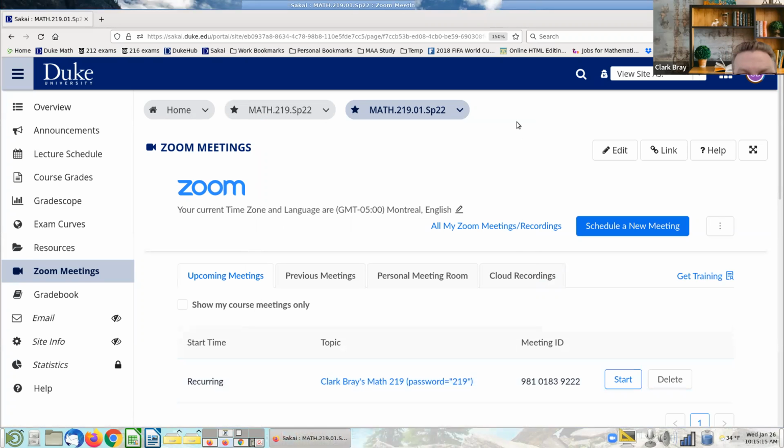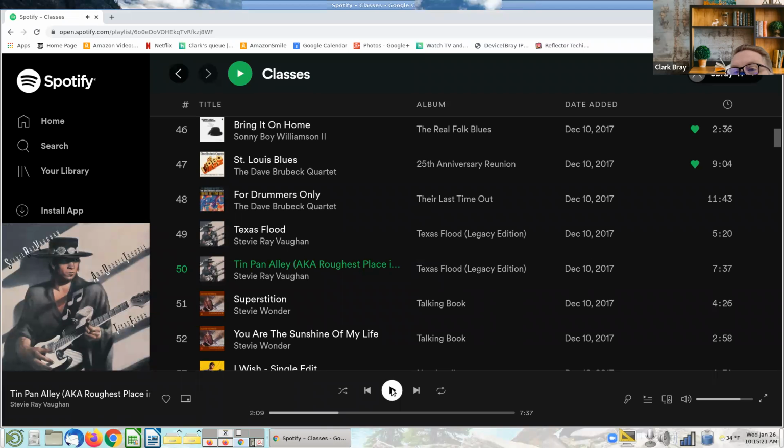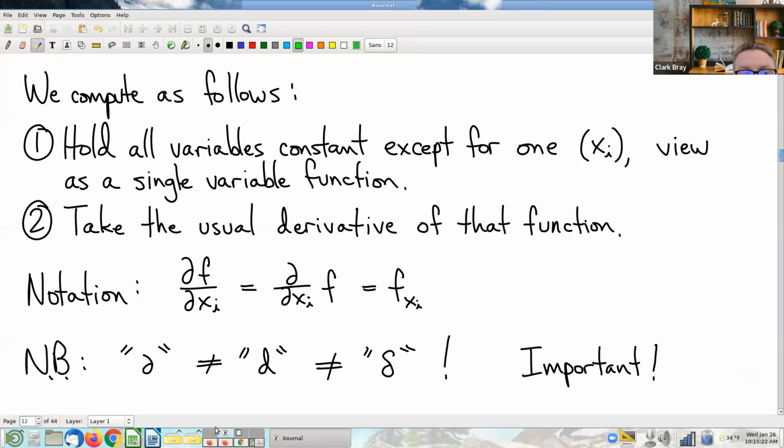Okay, time to start. Okay, so where we were, I better stop the music. I'm not going to try to compete with music. Okay, so here's where we were last time.